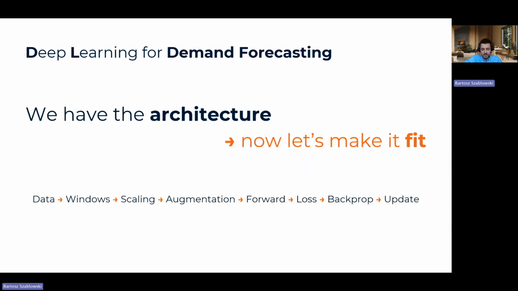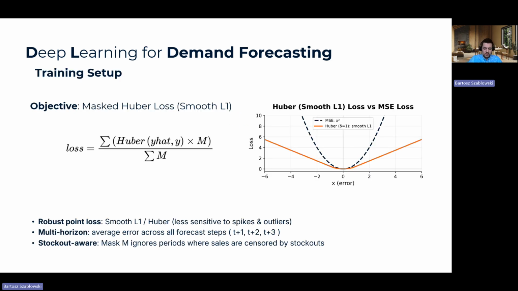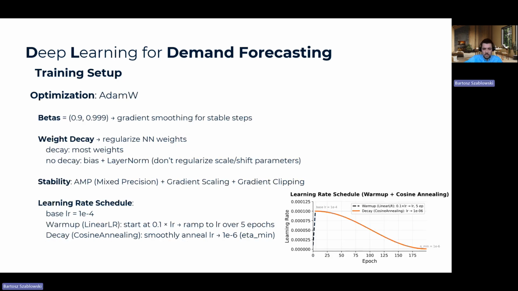So at this point, I already have the network, so the next step is to train it. The loss function is masked Huber loss. Huber is more robust to outliers than MSE. I compute the loss jointly for all 3 horizons, and the very important part is that I use a mask. So the model is not penalized for weeks that were affected by stockouts. For optimization, I use AdamW. We can skip the training, but I think all of the details are described here.